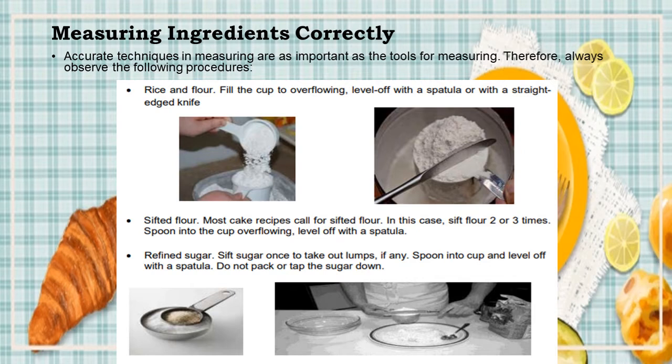First, for rice and flour, fill the cup to overflowing, level up with a spatula or with a straight-edged knife. Sifted flour: most cake recipes call for sifted flour. In this case, sift flour 2 to 3 times. Spoon into the cup overflowing, level up with a spatula.